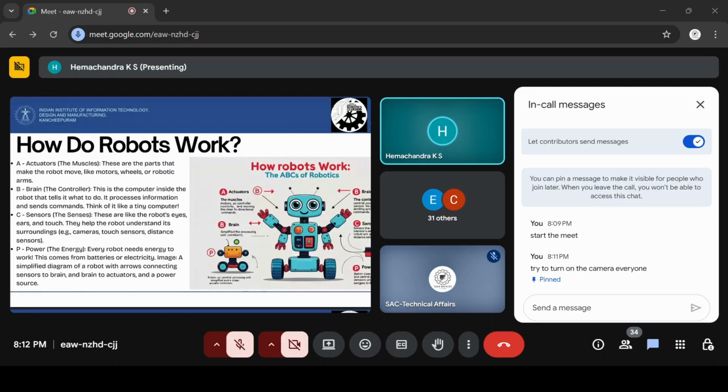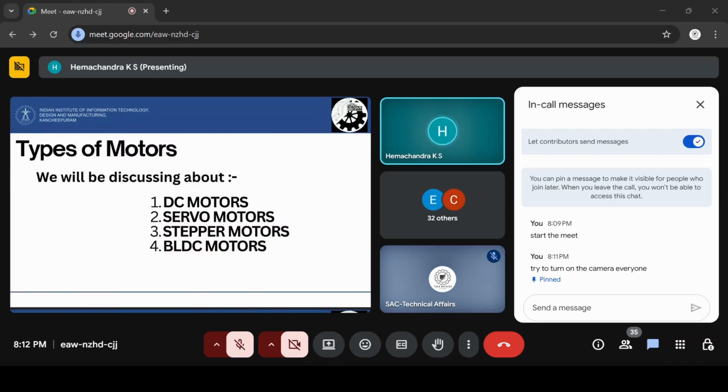Also, sensors will be used in location and movement. If there are some obstacles in the path of a robot, they may be used to avoid them. And the power part, as everyone knows, consists of the power supply, which batteries use, and those stuff, and types of motors. These will be discussed by my friend Ashish. Ashish, you can take over.